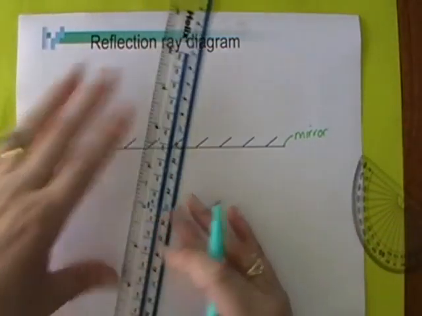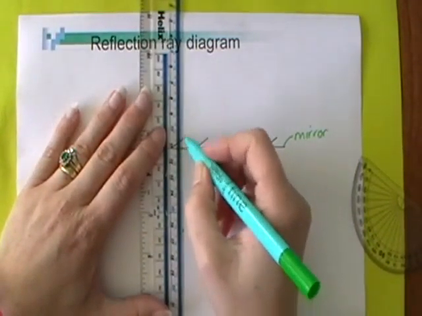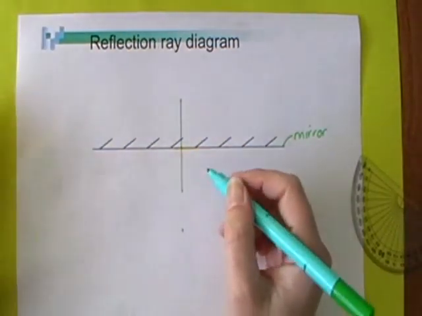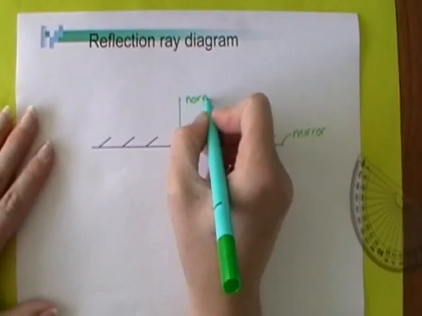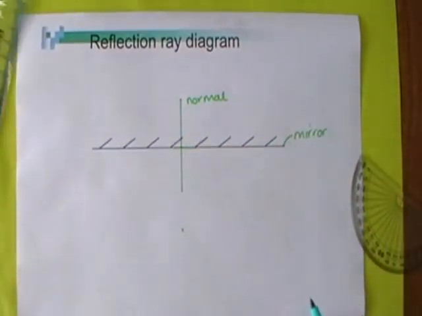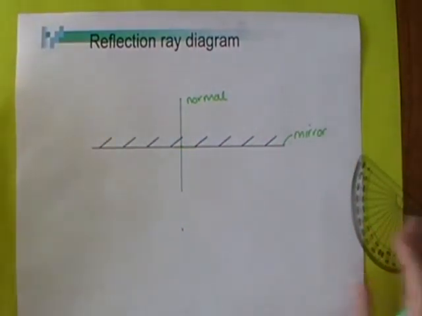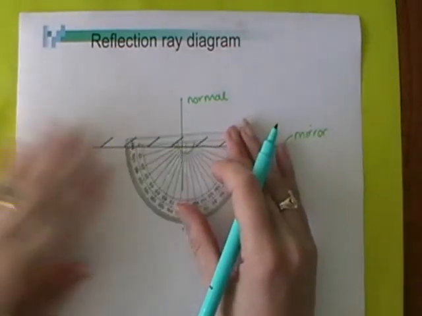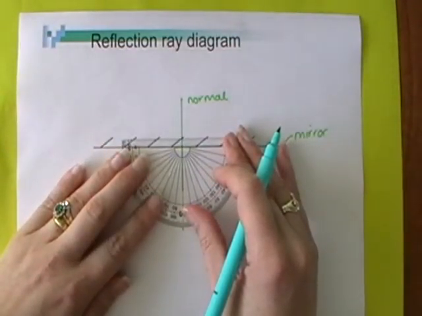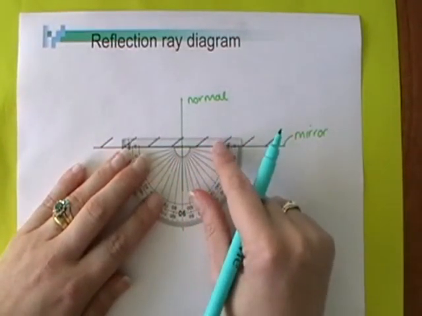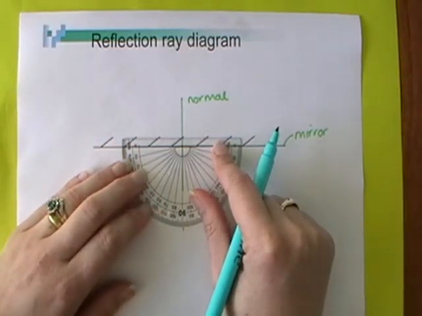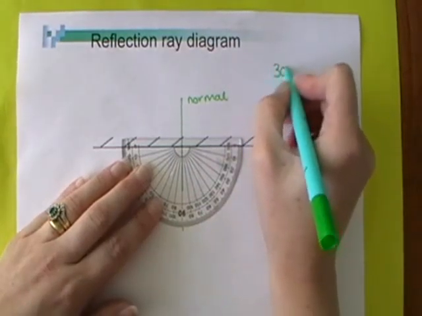And we then take our ruler and draw on the normal, reminding ourselves that the normal is always at 90 degrees. Now, if we are asked to draw a reflection ray diagram for an incident ray of 30 degrees, we again set our protractor on, making sure that it lines up carefully with where the normal meets the mirror. And the angle of incidence we were asked was 30 degrees.